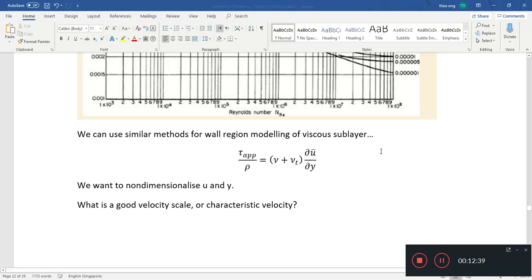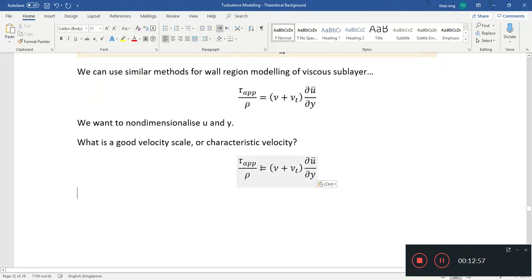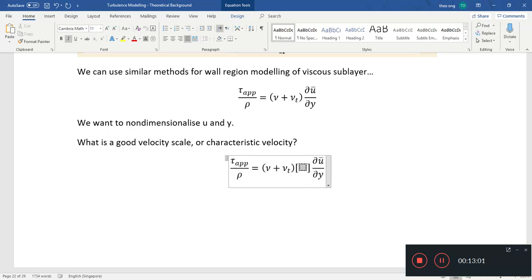One of the very good velocities we can use is this thing called friction velocity. I'll just explain in a bit. Let's take a look at this equation, and we take a look at the dimensions. So this kinematic viscosity is meter squared per second.